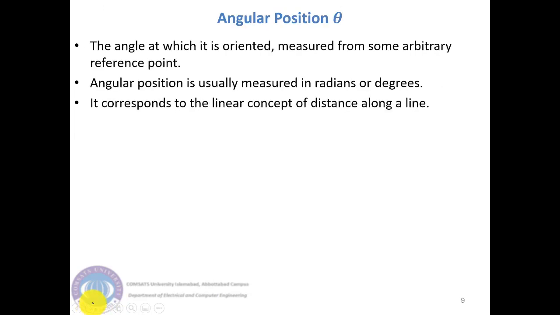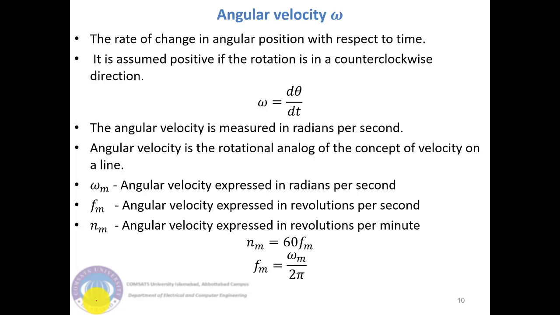Then we defined the angular position of the rotor shaft, which shows us the exact position, how much it has been rotated within 360 degrees. Then we have the angular velocity, the same as the linear velocity. It is now angular velocity because we have the rotational part, the shaft, and we have different conversion formulas for them. Here we have Nm equal to 60 fm, and fm equal to omega m over 2 pi.